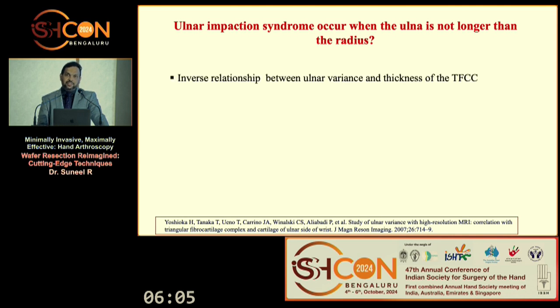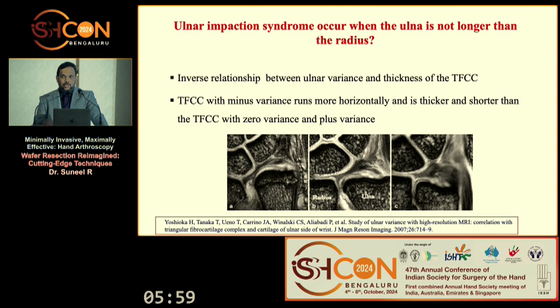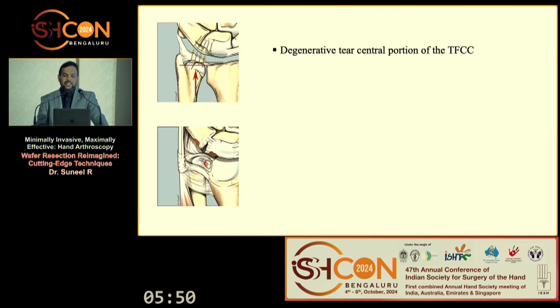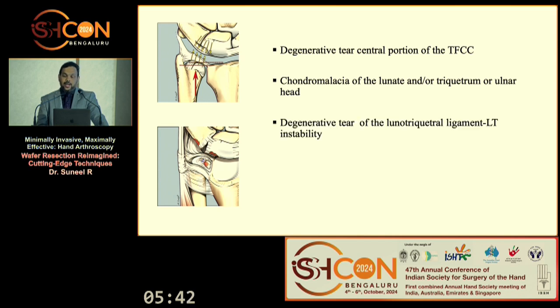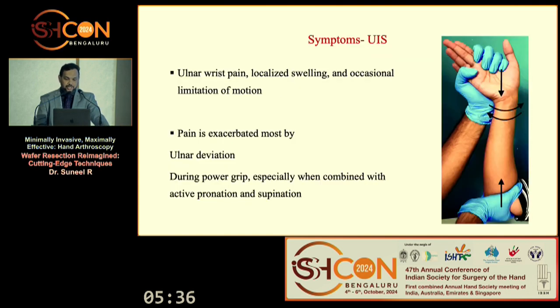Definitely not, because even in a neutral or a negative ulnar variance, there is an inverse relationship between the variance and the thickness of the TFCC. So negative variance may have a thick horizontal running TFCC, so ultimately it can still grind against your lunate and cause this conflict. It starts as a degenerative tear in the central portion of the TFCC, prolongs to a chondromalacia or cartilage changes in the lunate and the triquetrum, then attritional changes in the lunotriquetral ligament, and finally LT arthritis. That's the stage 4 of the Palmer classification.